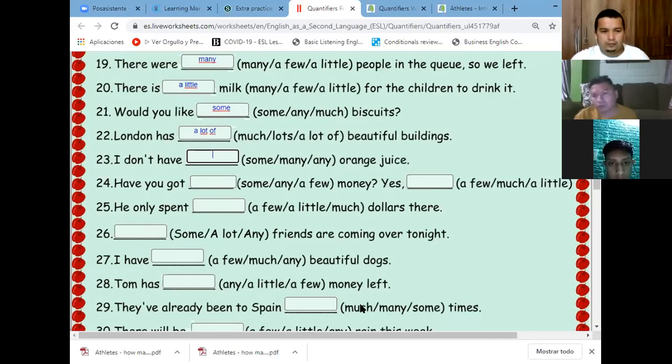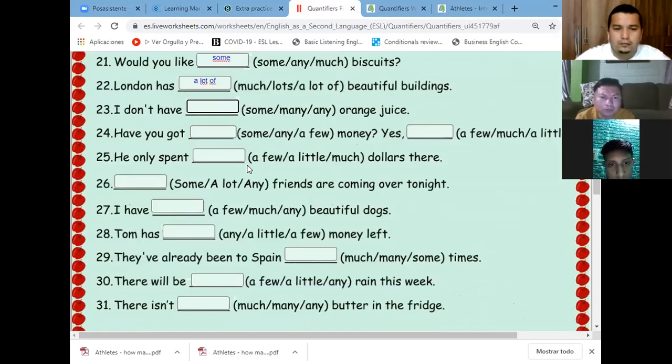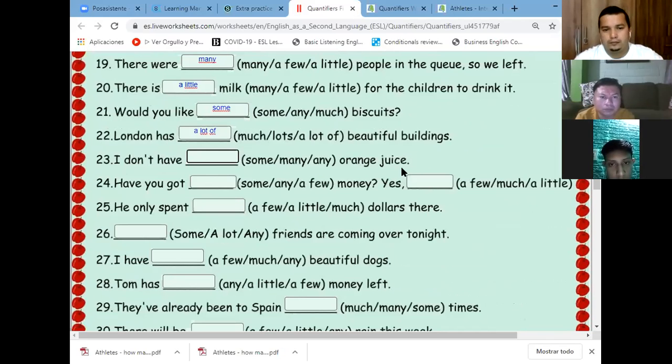Many. Many? Can we use many with negative? Yes, you can use many with negative, but with countable nouns, so plural nouns. Look at this. What do you have? You have orange juice. Is this plural or singular? Singular. Okay, so which is the correct quantifier? Any. Exactly. I don't have any orange juice.